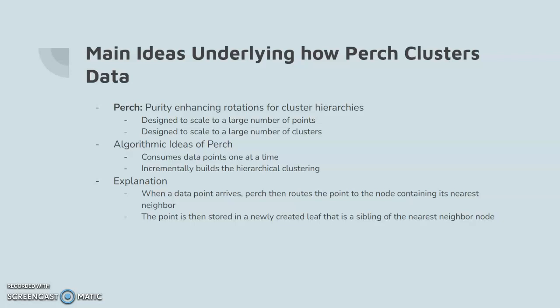The algorithmic ideas of PERCH are that it consumes data points one at a time and then incrementally builds the hierarchical clustering. And when a data point arrives, PERCH then routes the point to the node containing its nearest neighbor, and the point is then stored in a newly created leaf that is a sibling of the nearest neighbor node.